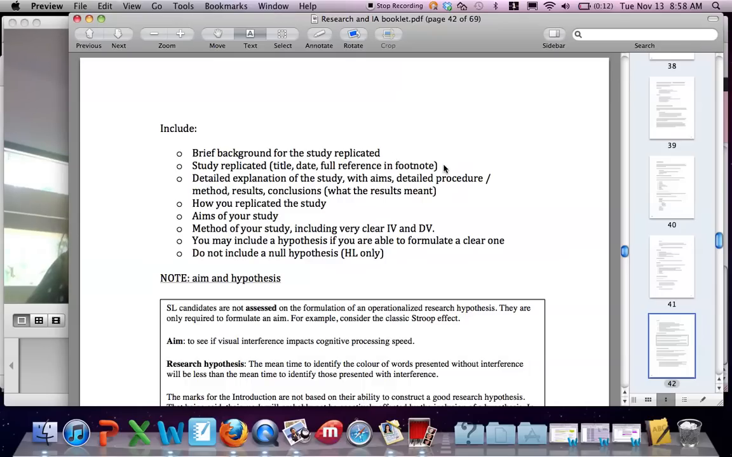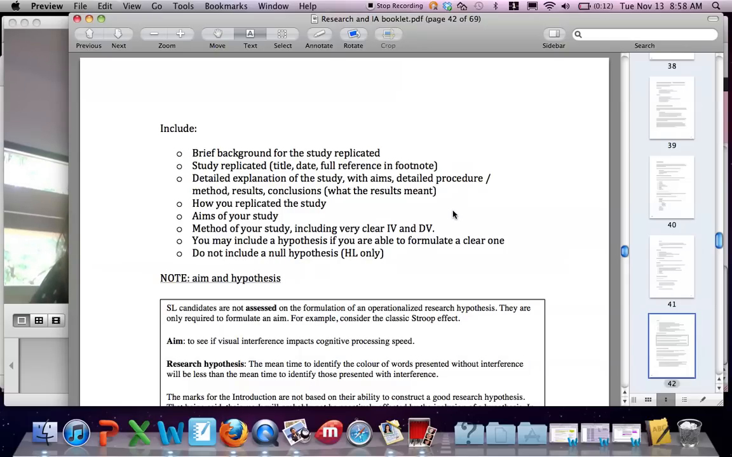Include complete details of the study being replicated, including the aims, the procedure, methods, results, and conclusions. So what the results meant and how important that study was. Then you'll explain how you're going to replicate that study. You might want to say you're simplifying it, for example, you're only using 2 conditions of the several conditions they had in the original, that kind of thing. And you're explaining your method very briefly.